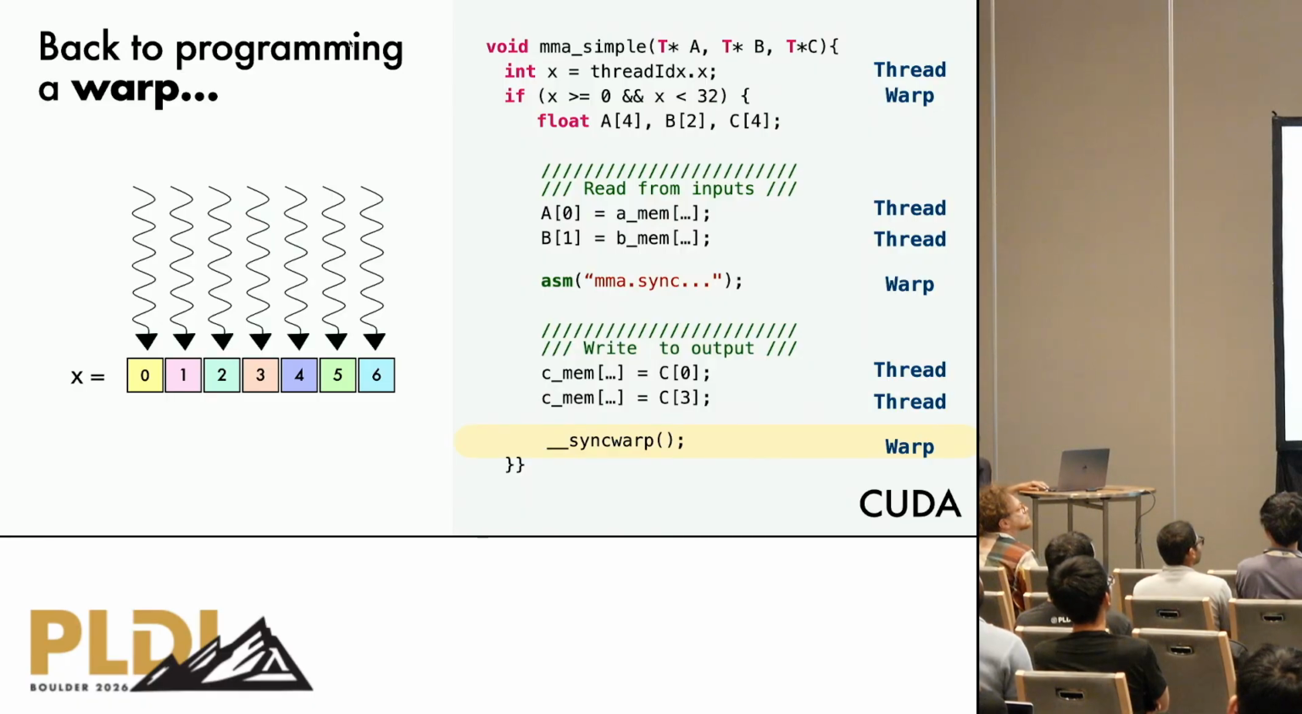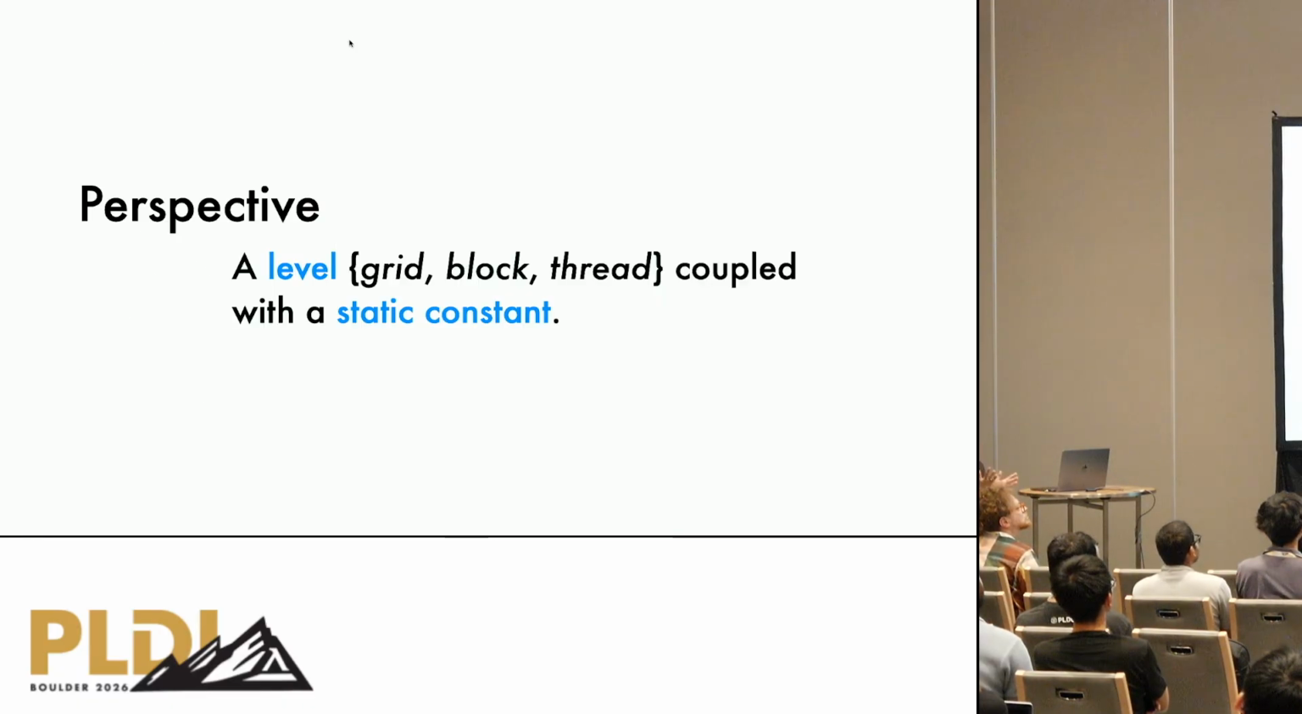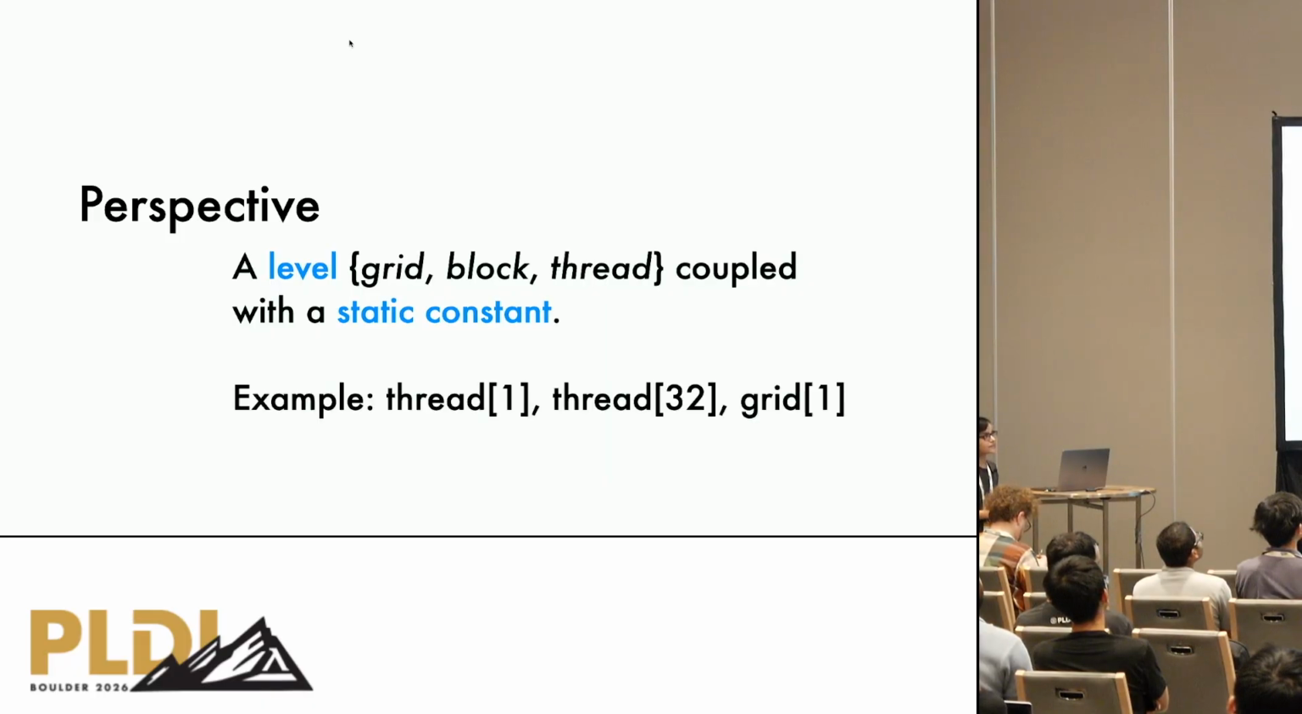Given this intuition, let's operationalize our definition of a perspective. A perspective is simply a level, a grid, a block, or a thread, coupled with a static constant. So a thread 1 perspective is simply a single thread. A thread 32 perspective is a perspective that contains 32 threads. A grid 1 perspective is a single grid. In Prism, perspectives are aligned by default. No worries if you don't know what that is about GPU programming, but for all the experts in the room, that means a thread 32 perspective is always aligned and therefore always maps to a warp.